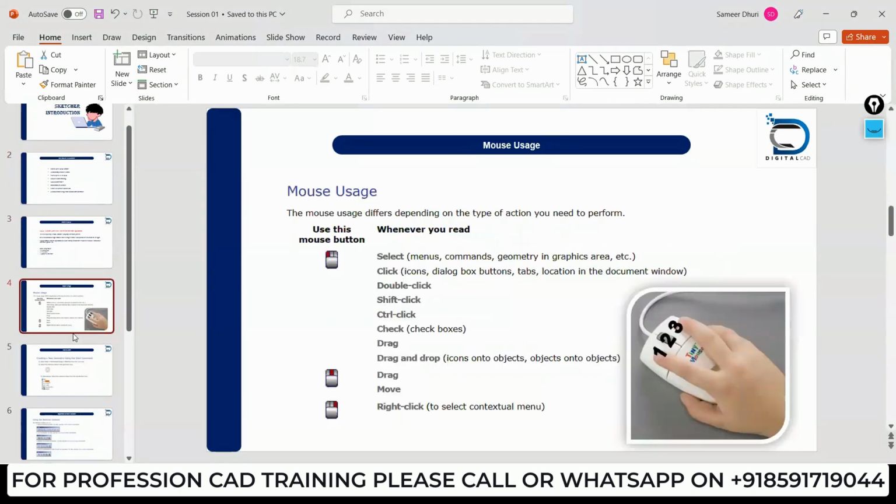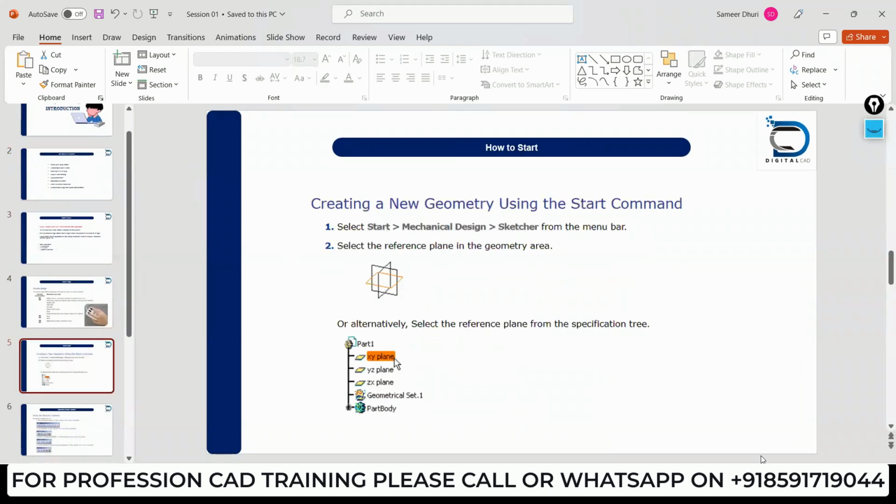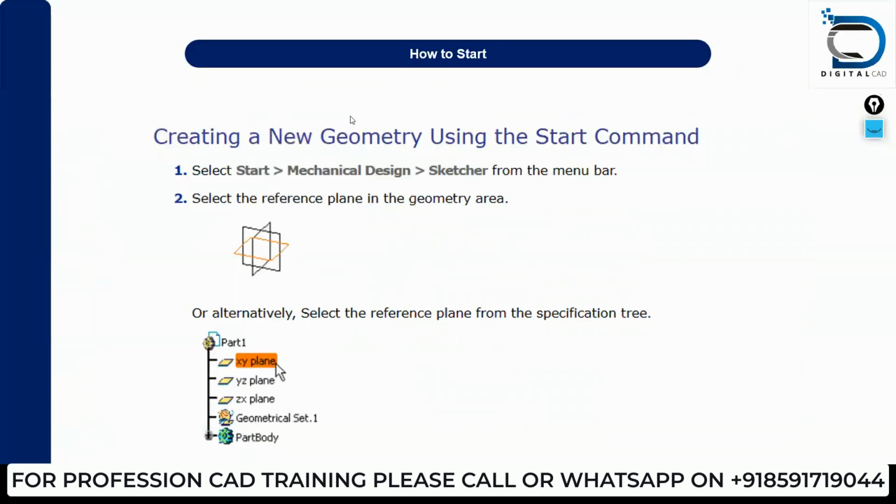Sketcher means, see here, how to start the sketcher. If you want to create a new sketch, you can go to the start menu, Mechanical Design, Sketcher workbench, and then from the menu bar you can click on the sketcher, and you need to select any reference plane in the geometric area. Reference plane, you know, right? XY, YZ, ZX. And this is my specification tree, already known. So you need to select any one of the planes.